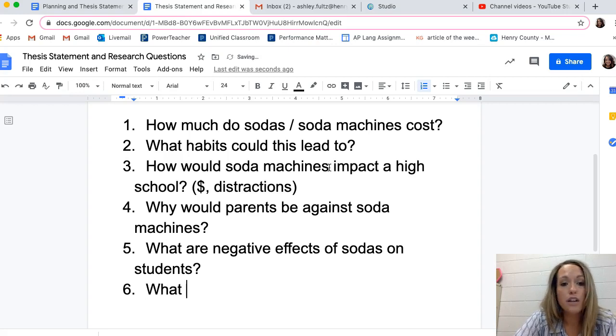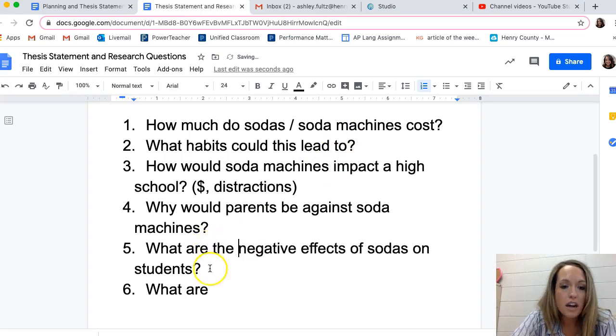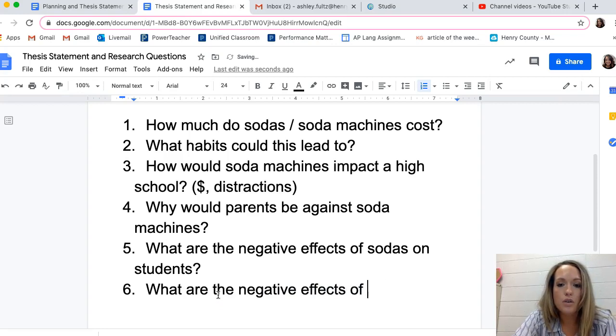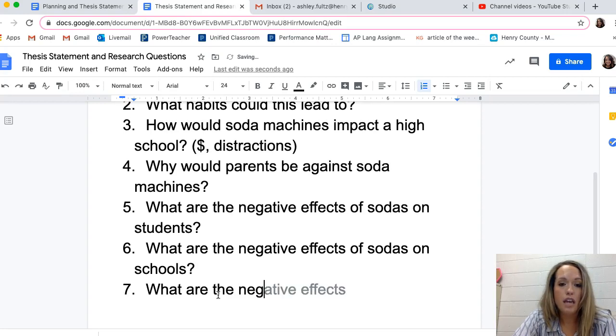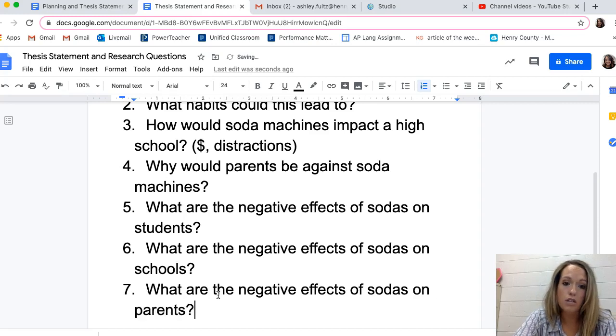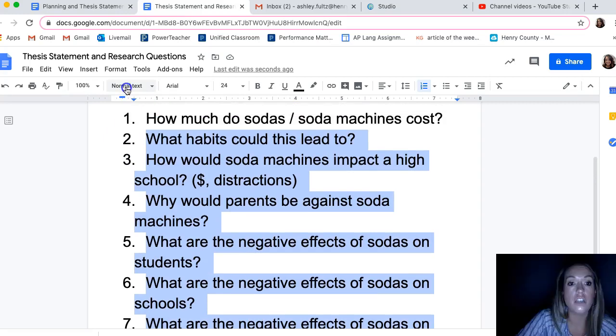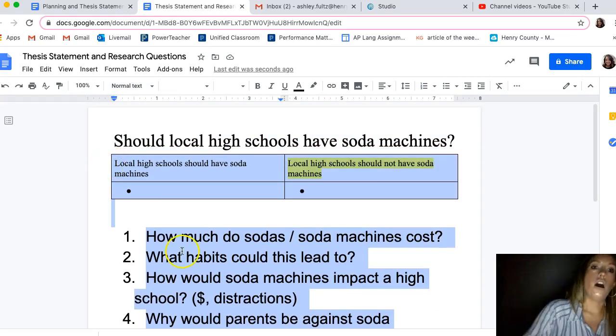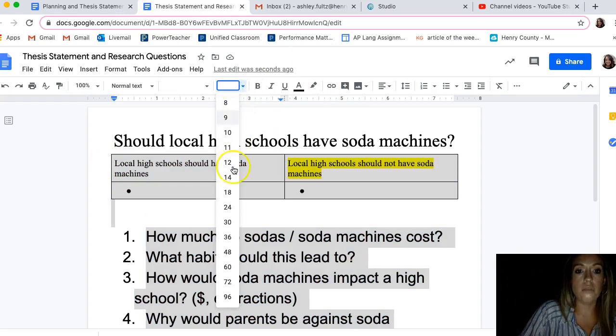You could also think about what are the negative effects. I probably should put a "the" here. What are the negative effects of soda on schools? What are the negative effects of sodas on parents? Right? Maybe they are super pricey and parents feel obligated to give their children $1 every day or so in order to get them the soda that they need.